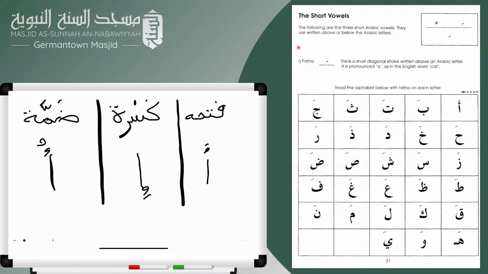Aleph, the first letter of the Arabic alphabet, does not accept a short vowel. Listen to this. This applies only to aleph. The aleph does not accept a fatha, kasra, or dhamma without the hamza.